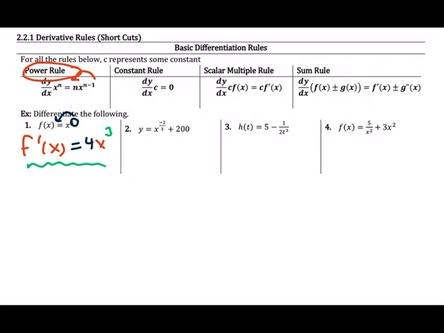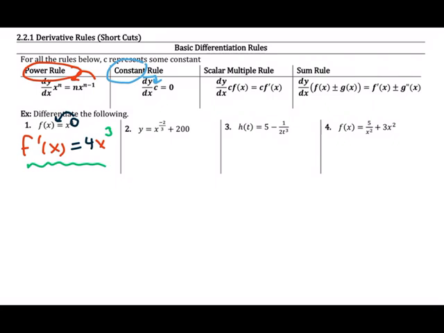The second derivative rule is that if you take the derivative of a constant, you get 0. So in this case, if I was taking the derivative of just 200, that would give me 0. But we're going to come back and work on number 2 in just a minute.